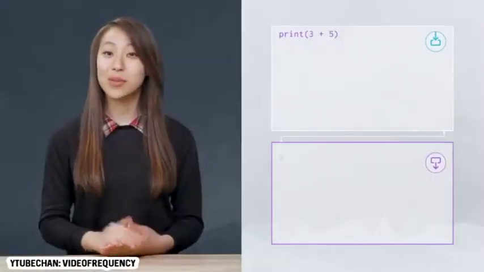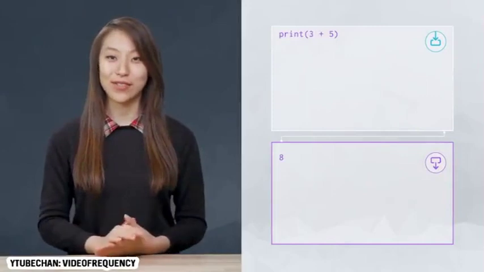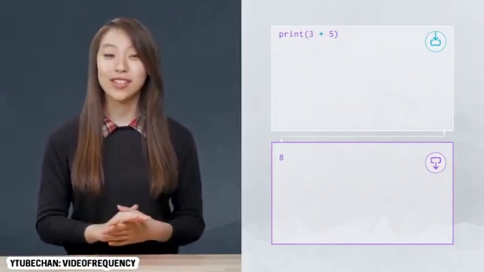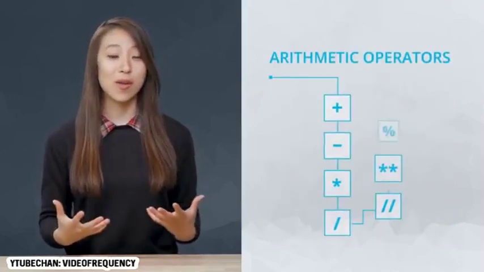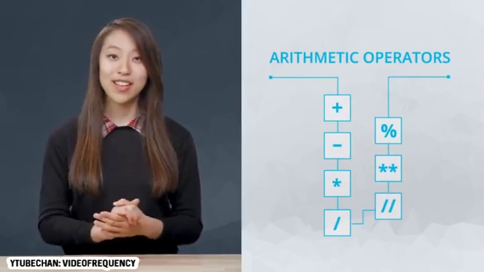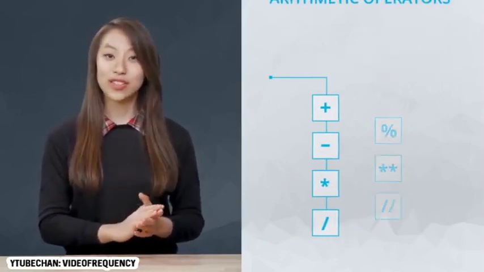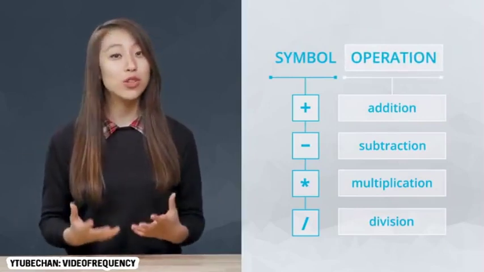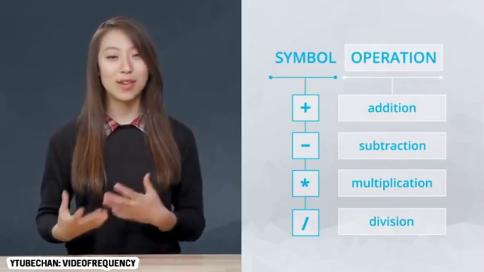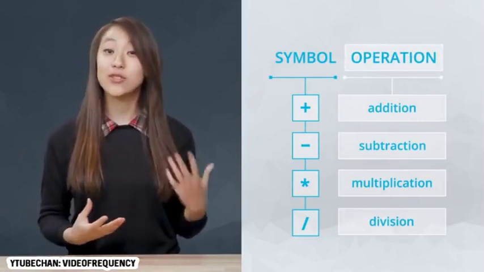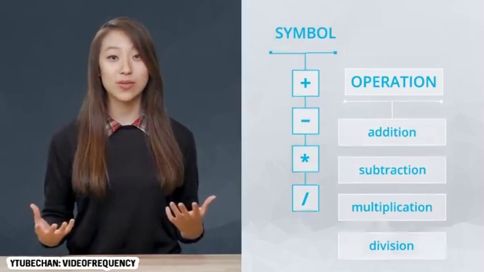In the last video, you saw this line of Python that computes the sum of 3 and 5. The plus sign in this line is an arithmetic operator. Python has several arithmetic operators, most of which follow the usual rules of mathematics. Let's look at the first 4. In Python, addition and subtraction are performed with the usual symbols, plus and minus. Multiplication uses an asterisk, and division uses a /.